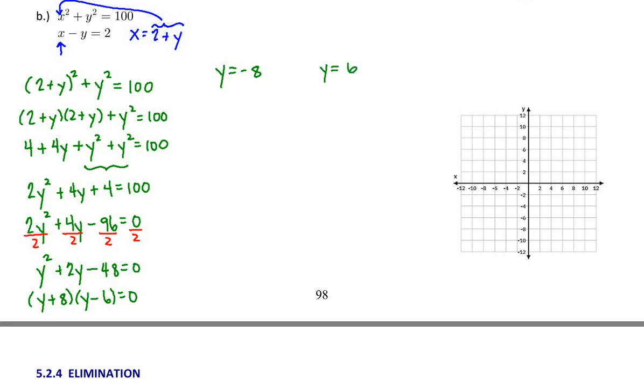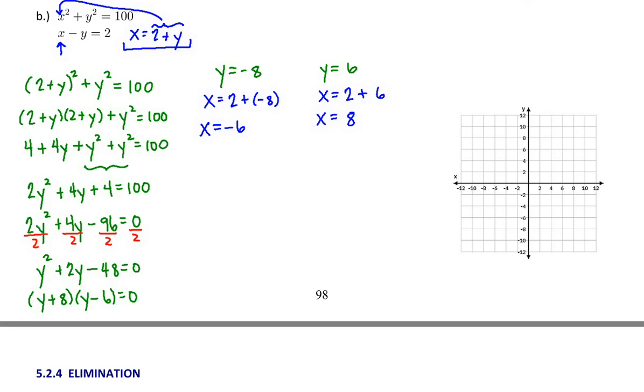Now, with that information, we need to find the corresponding x values. So I'm going to go back up to this form of equation 2, since x is isolated, and use that to find x. So I'm going to replace y in that equation with negative 8, and the corresponding x value there would be negative 6. And doing the same thing here, I'm going to replace y with 6, and our corresponding x value then would be 8.